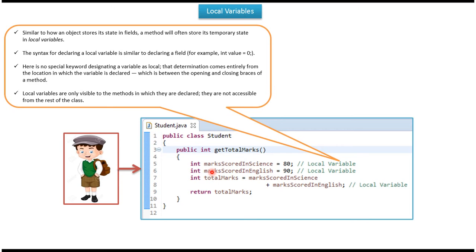Local variables are only visible to the methods in which they are declared. They are not accessible from the rest of the class.